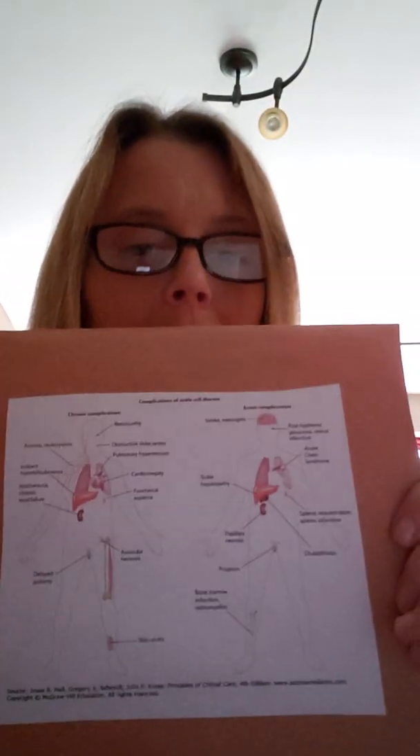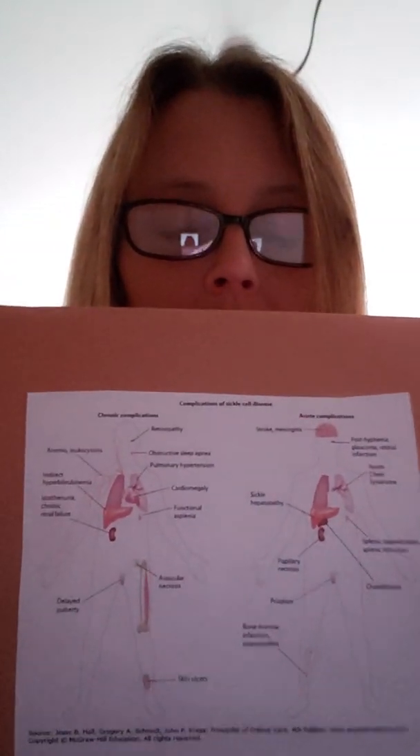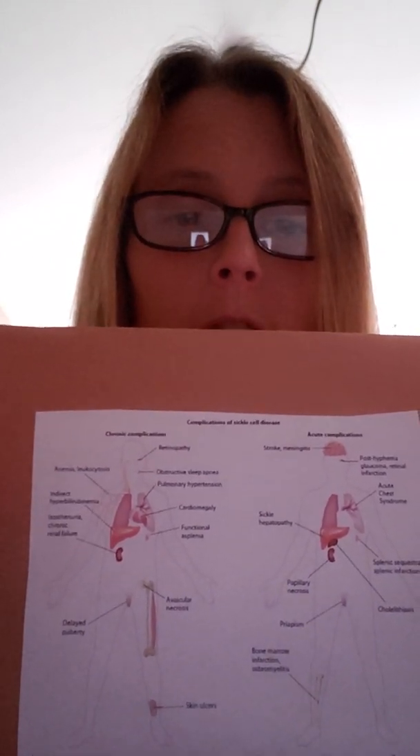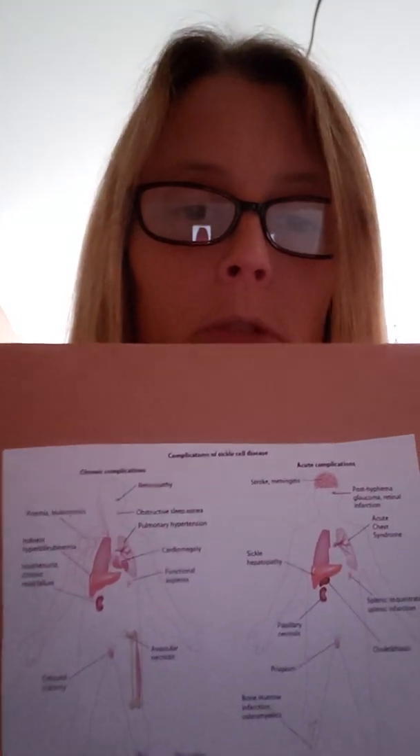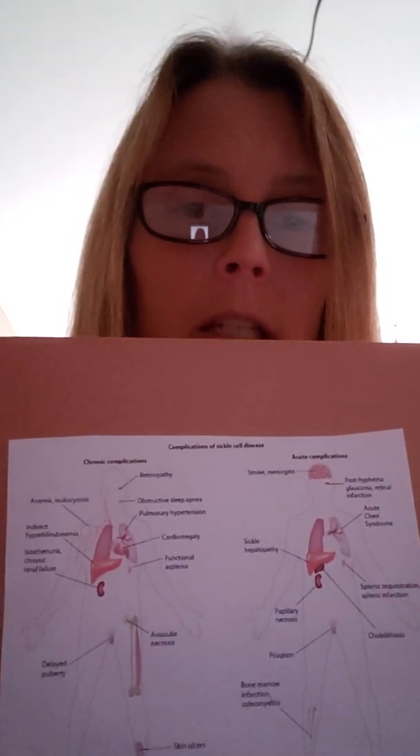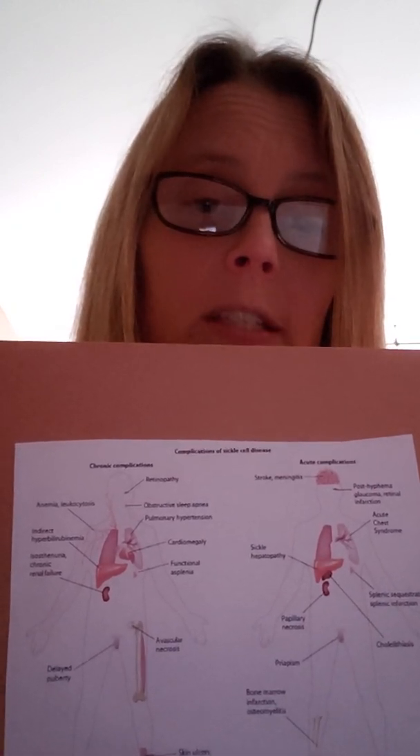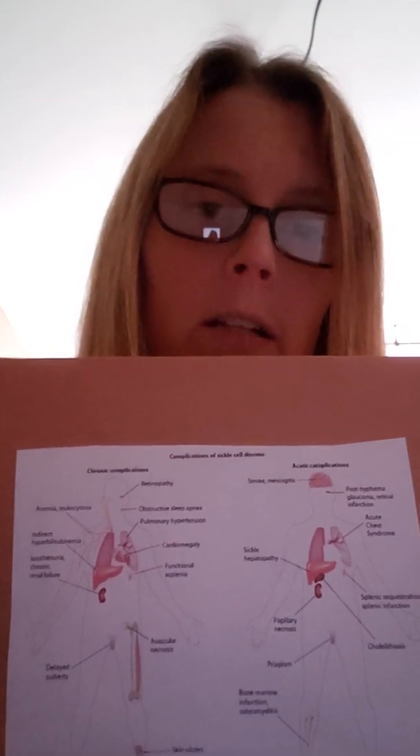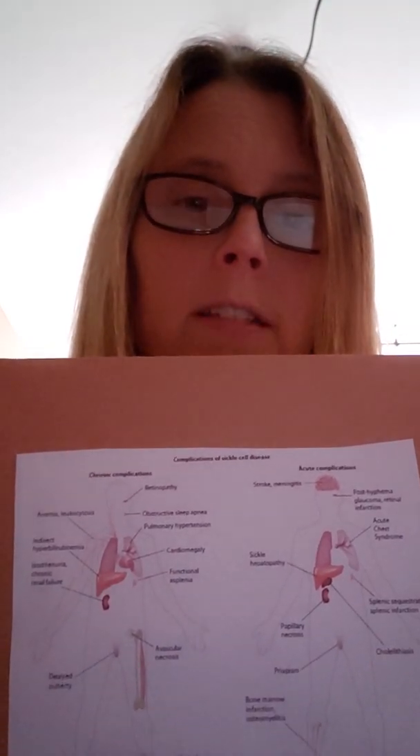So here I have another picture. This is actually the complications of sickle cell disease or even sickle cell crisis, which is what we're talking about today. So the acute complications would be related to sickle cell crisis, and then there's also chronic condition complications that can occur when sickling continues to occur and sickle cell crises continue to occur. It causes damage to these organs.